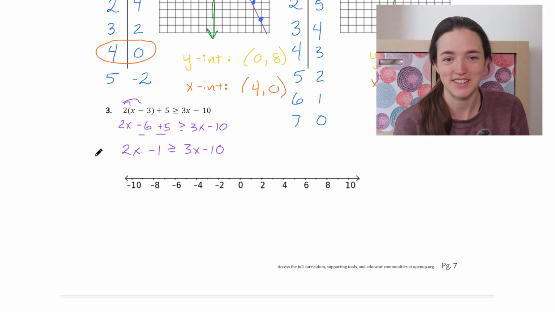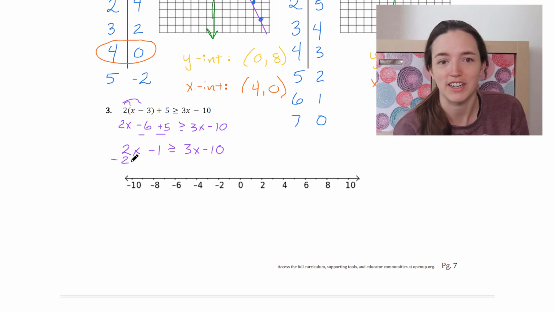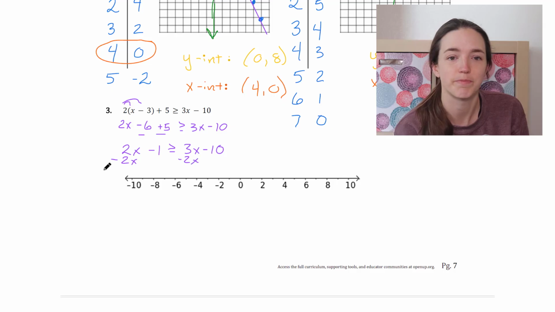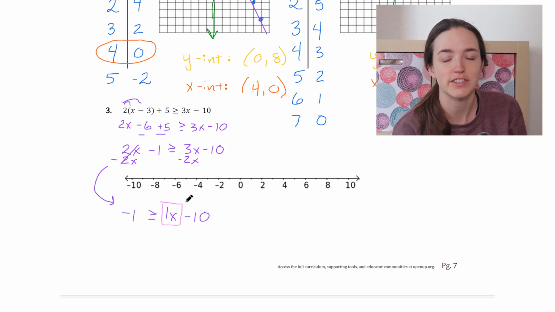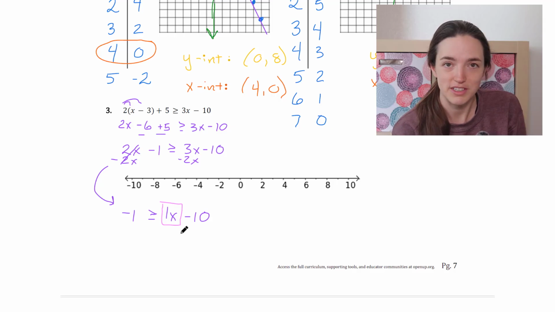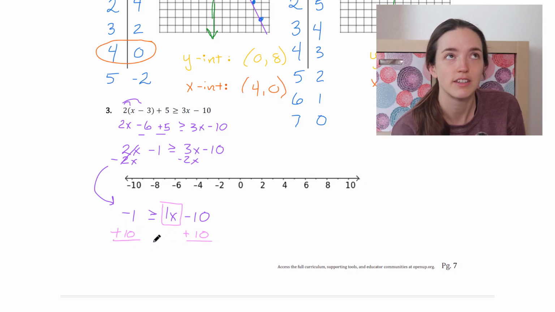I've got x's on both sides, so I need to get rid of one of them. I think I'm going to get rid of the 2x because it's smaller and I don't like dealing with negative x's. So those go away. Now I have -1 greater than or equal to 3x minus 2x would be 1x minus 10. Now I'm trying to get this x by itself, so I have to undo the minus 10. Opposite of subtracting 10 would be adding 10. Okay, -1 plus 10, that'd be 9, greater than or equal to x, because those went away.